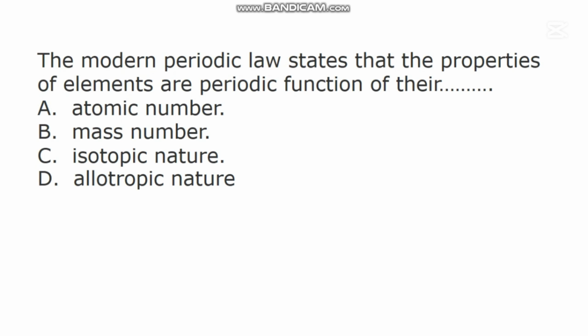In this question, the correct answer is A. Atomic number. Studies have shown in chemistry that the modern periodic law states that the properties of elements are periodic function of their atomic number.